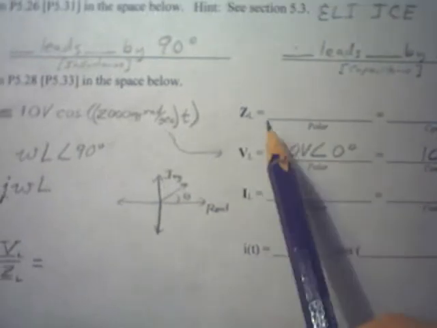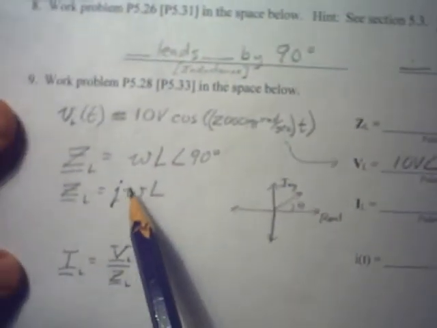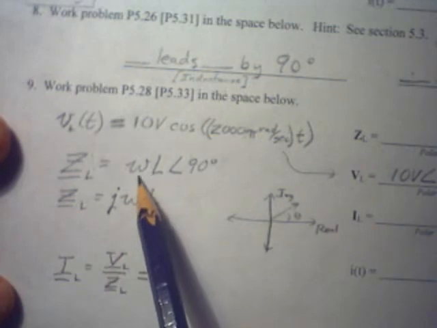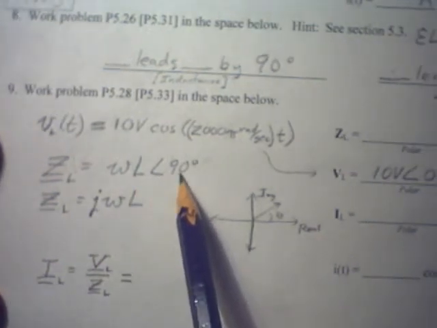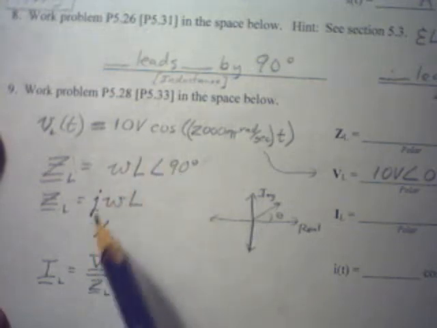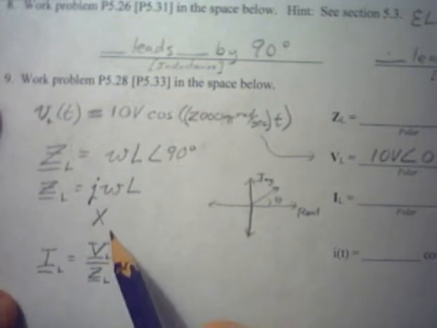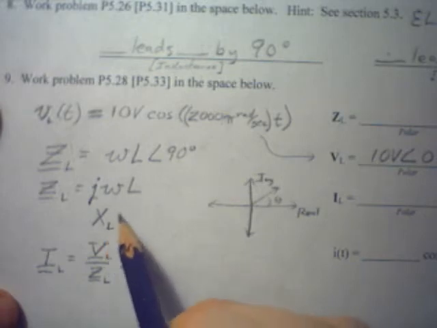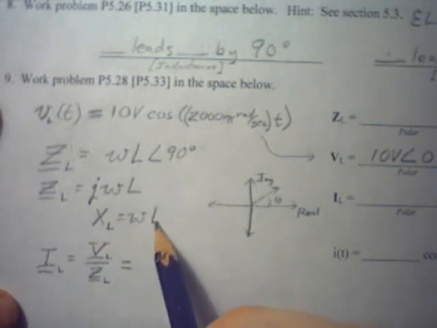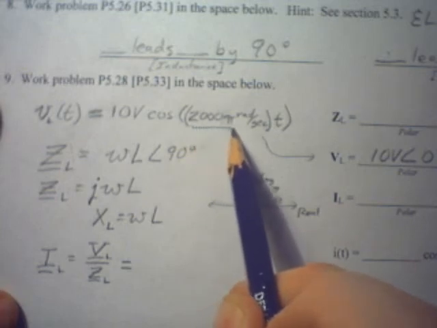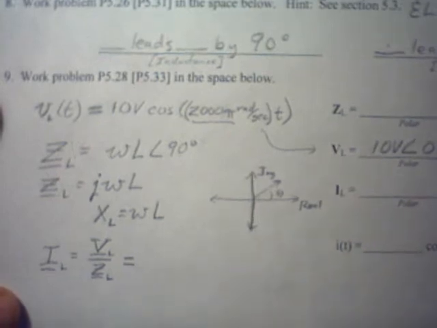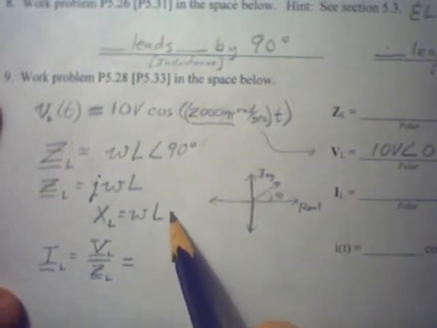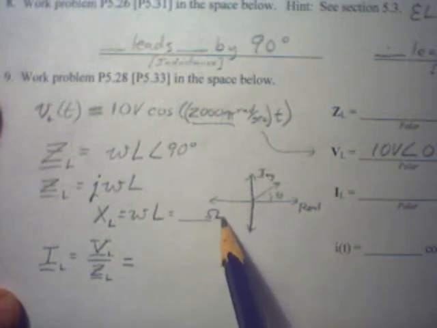Doing the same thing for the impedance of the inductor. Recall from class that the impedance of an inductor is equal to omega L in polar form at an angle of 90 degrees. So go ahead and calculate this thing that we call the inductive reactance. X sub L is equal to omega L. Take the omega, which is right there, and take the L, which is given in the problem. I forget what it is, but make sure you convert it over to henries and not millihenries, and get a number that's in ohms right there.